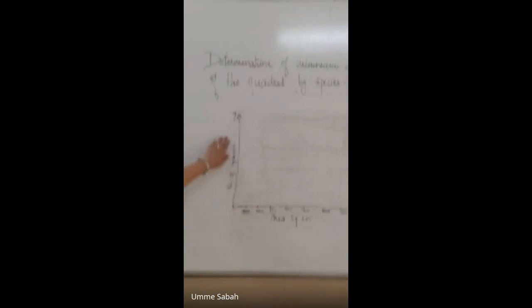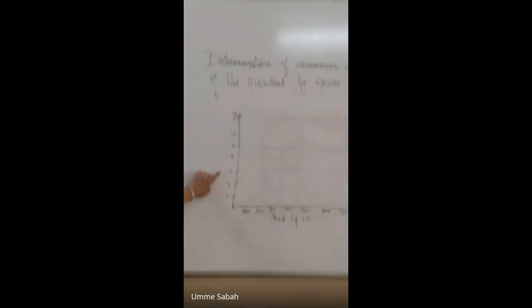Okay. The number of species we are writing over here at the scale of even numbers. We will write 2, 4, 6, 8, 10, 12. Number of species, write in even numbers: 2, 4, 6, 8, 10.